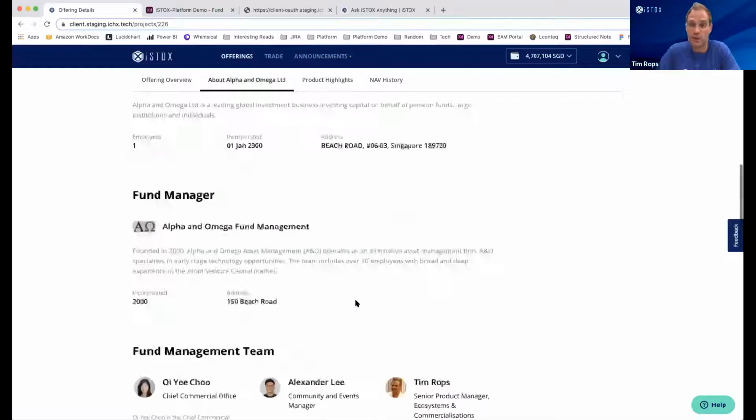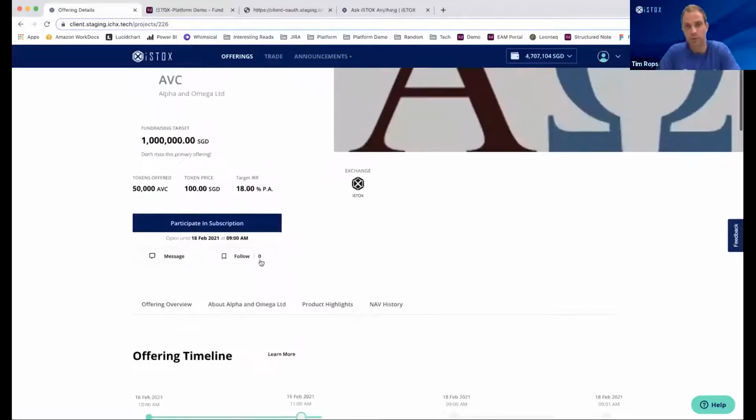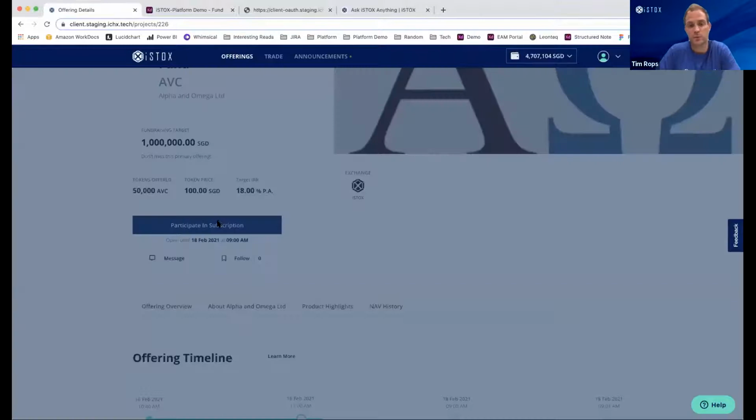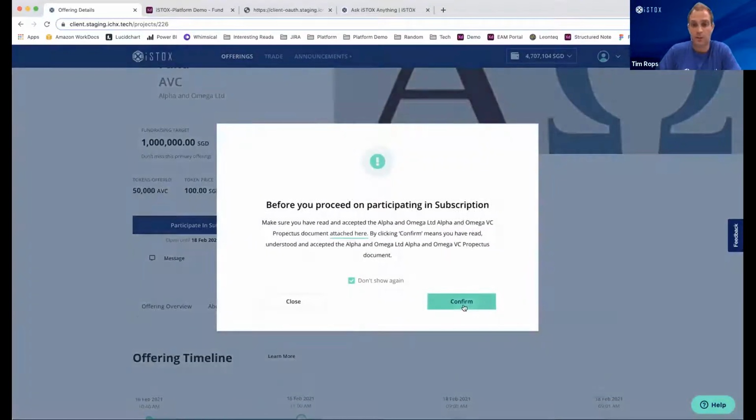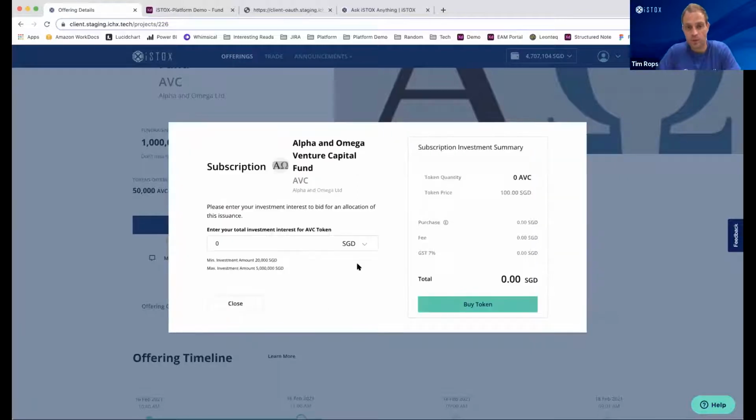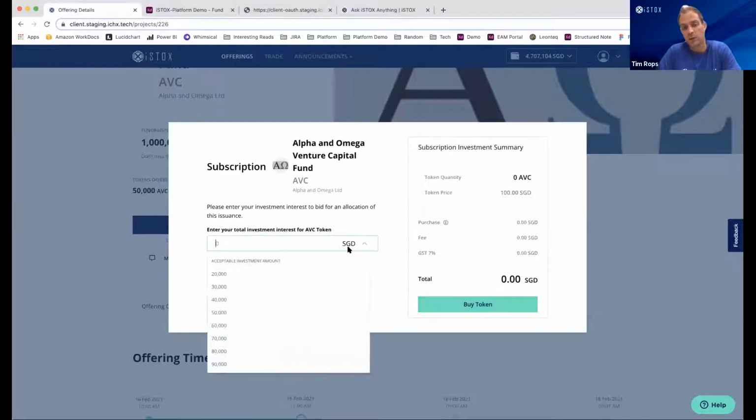So once you're ready and you assume this is a good opportunity for you, it's very simple. We select the subscribe button. We obviously agree with the legal disclaimer. And then we select our investment amount. And you see that our investment amounts are relatively low.